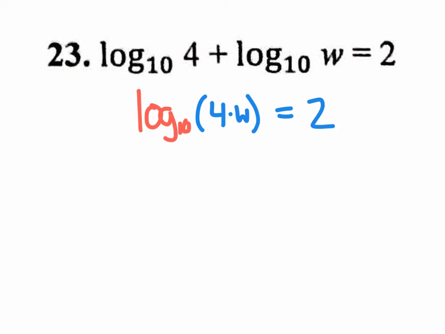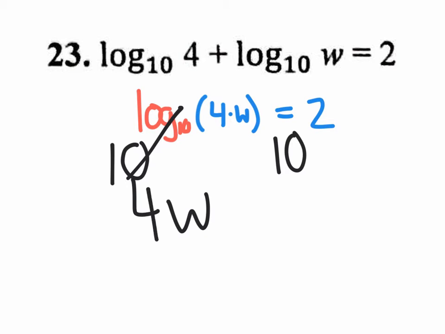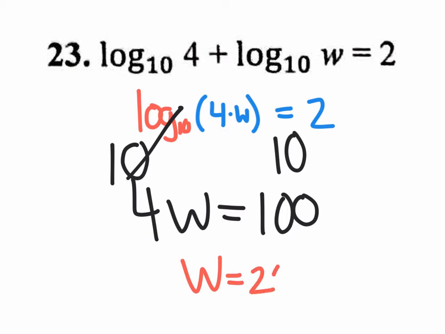So now that you have common log of this whole side, you could actually raise both sides of the equation to become powers of the base of your choice, in this case base 10. That'll cancel it out, so you have a new simple equation, 4w equals 10 squared, which is 100. 4w equals 100, which means that when you divide by 4, w will equal 25.